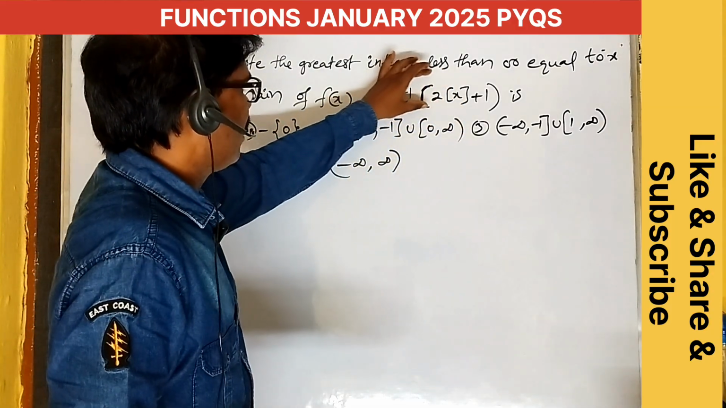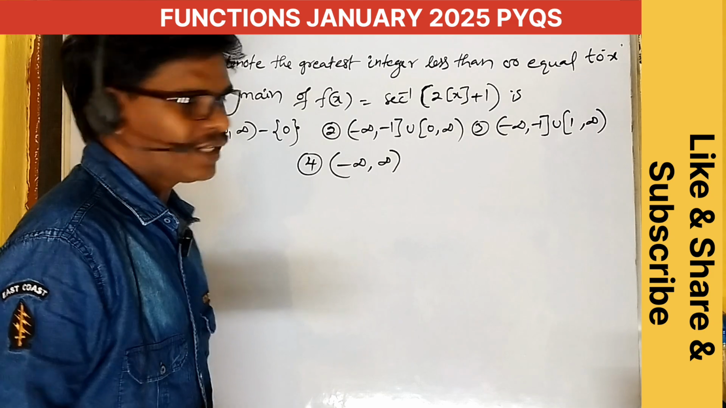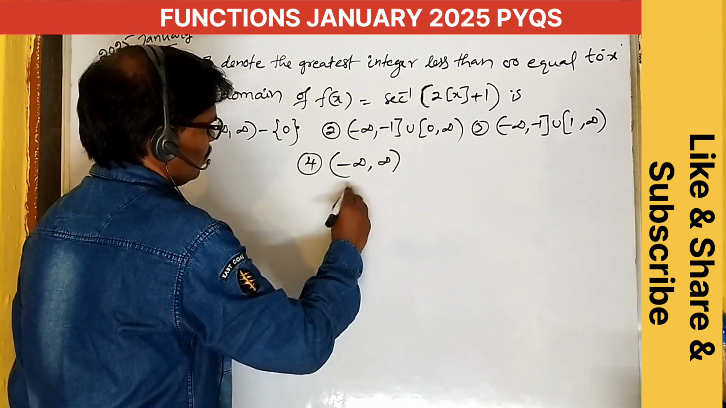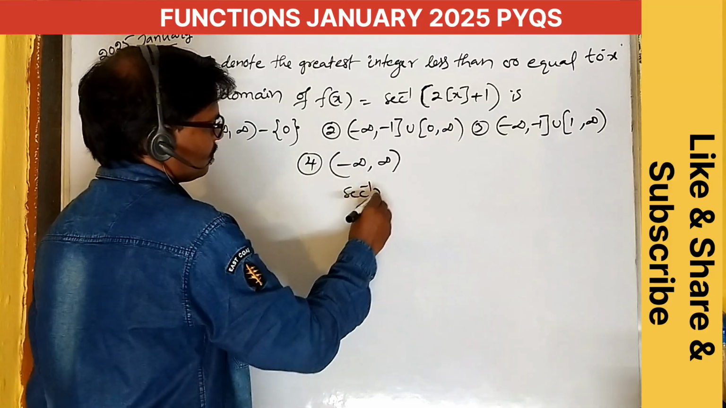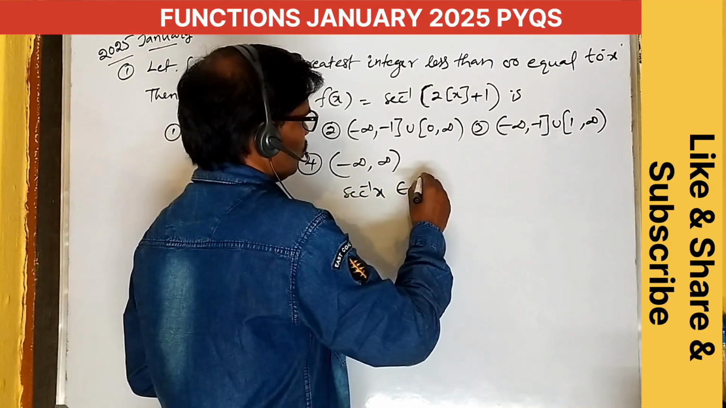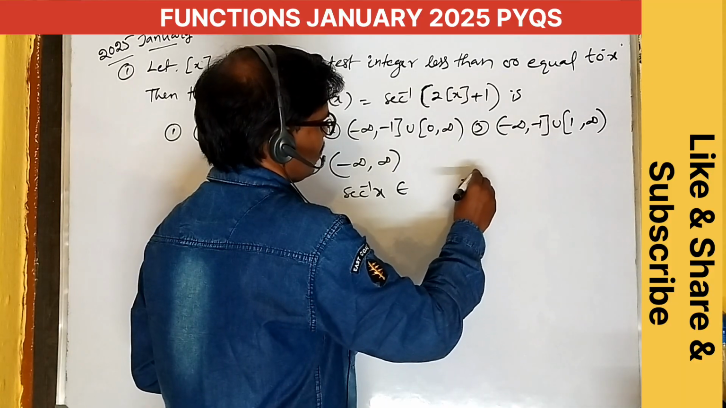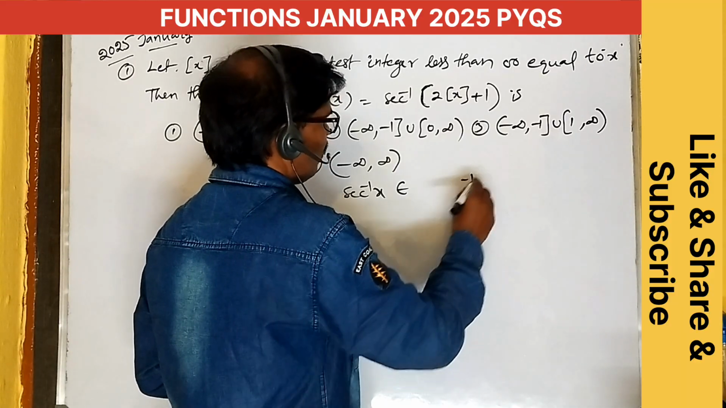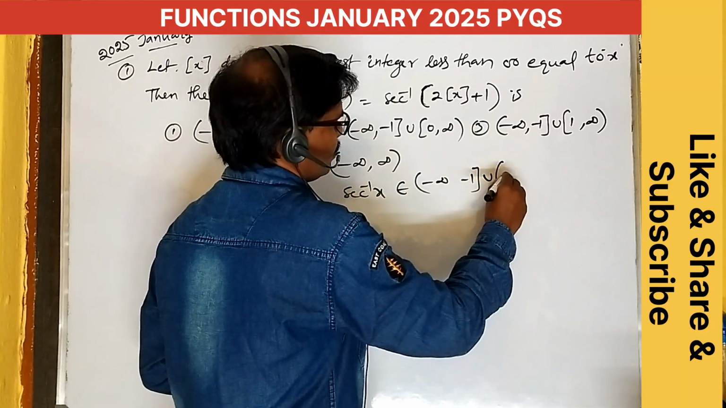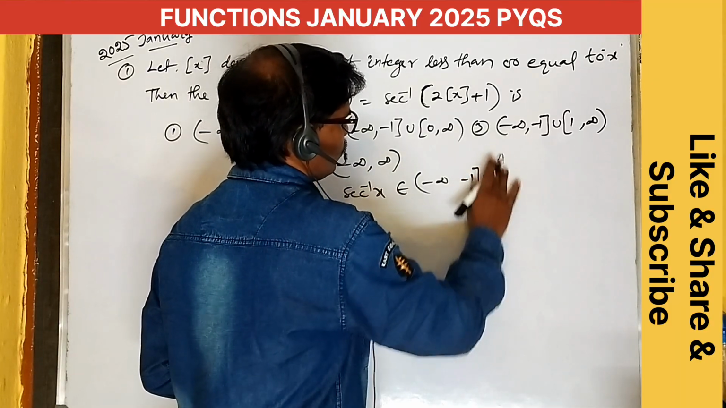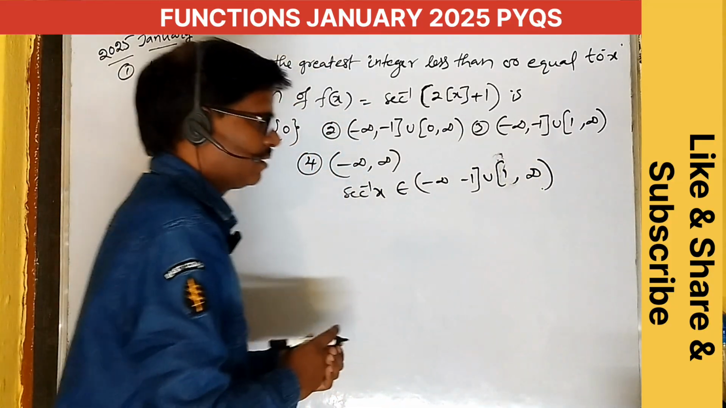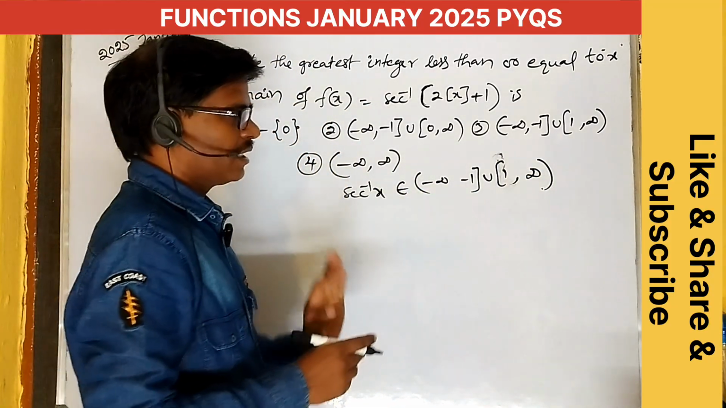What is the range of secant inverse x? Okay, this is the secant inverse x. The range of secant inverse x is minus infinity to minus 1 open interval union closed interval 1 to plus infinity. This is the range of secant inverse x.